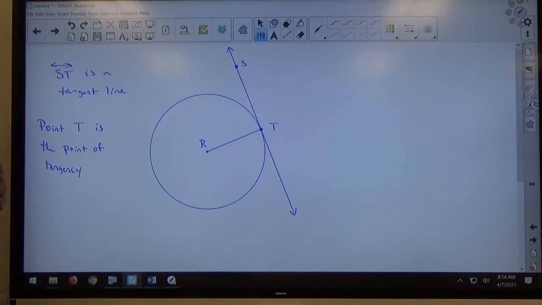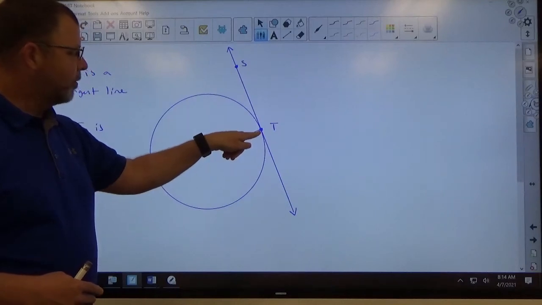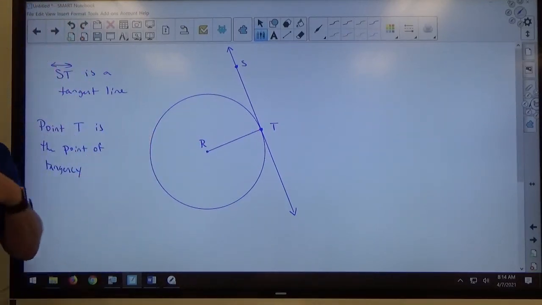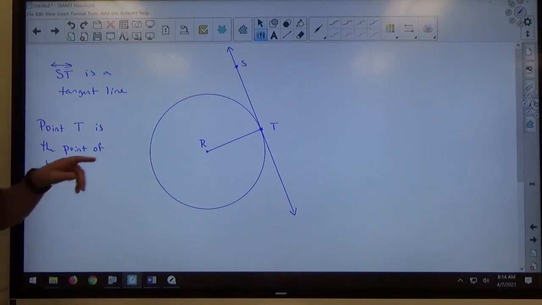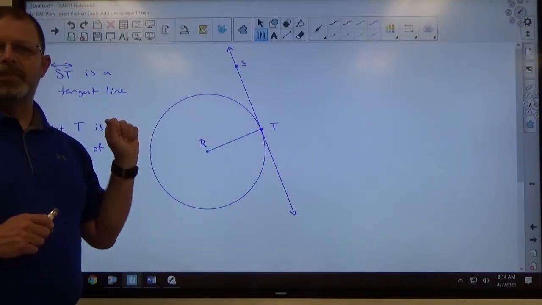So when I say tangent, we're looking at a line that touches the circle in exactly one point. Okay? And we're going to only deal with tangents on circles in this class, but in general, mathematically, anytime you have any kind of curve, you have a line that touches that curve in exactly one point, that's called a tangent line to that curve. The point where the tangent and the curve meet is called the point of tangency.